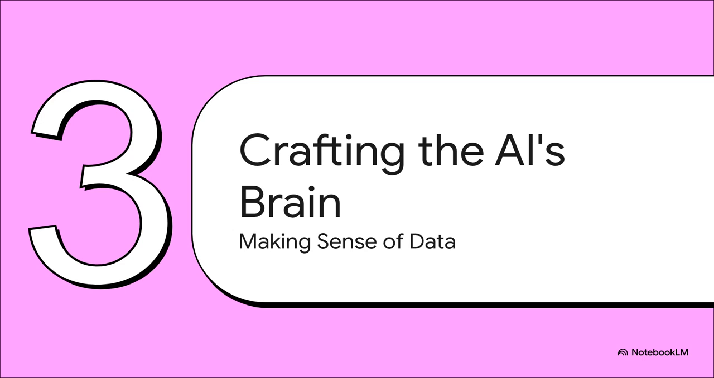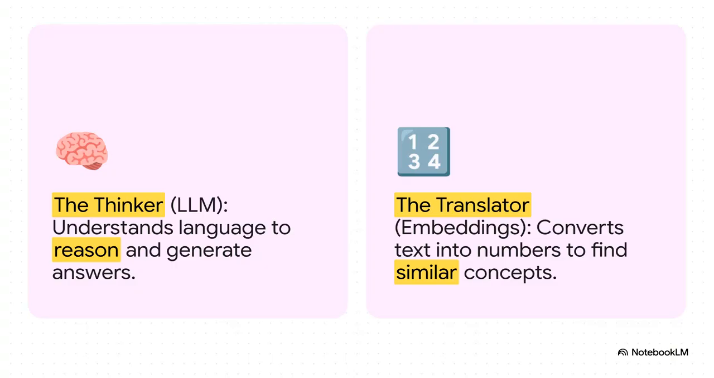All right, we've got our data prepped and ready to go. Now we get to the really fun part, actually crafting the AI's brain. This is where we take all that text and give our model the power to understand it. What's really interesting here is that our bot actually uses 2 different kinds of AI working together. On one side, you have the big, large language model, the LLM. In this case, we're using Llama 3. This is the thinker. It's incredible at reasoning, understanding complex language, and generating answers that sound human.